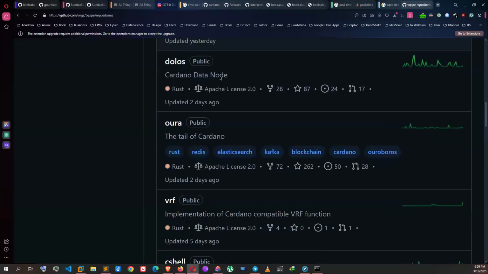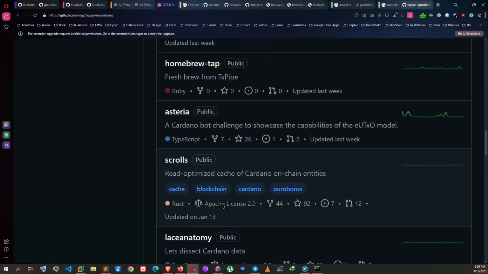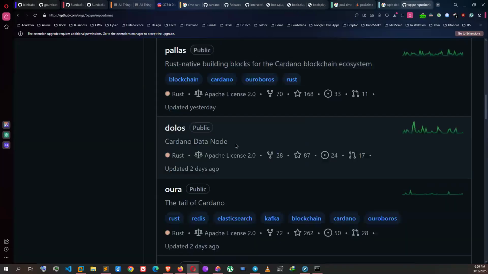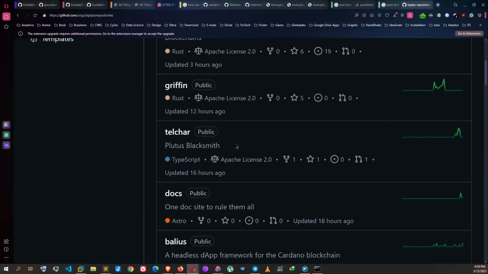Do they have any dedicated library for transaction building? I don't remember. No. Transaction building like Apollo? No. What about Blaze? Right, Blaze. But Blaze is a TypeScript front end. That's not TX pipe.